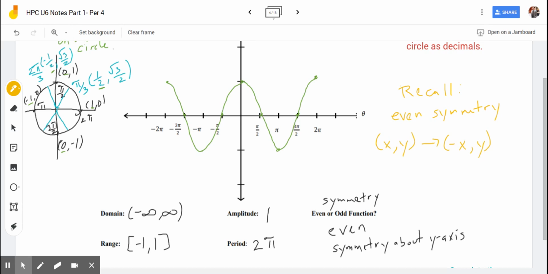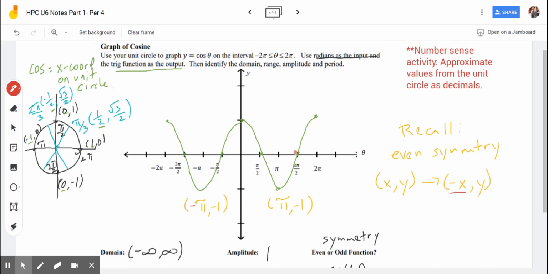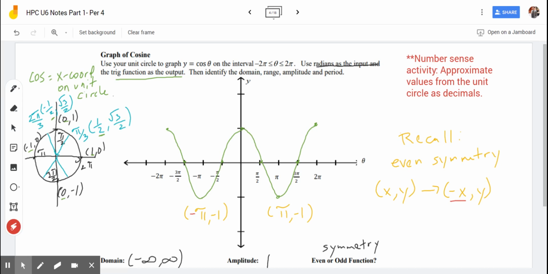Let's do pi, -1. This is a good example. If we were to switch the sign of the input to -pi, the output stays the same, right? It's only the sign of the input that changes, but the output will still stay the same if a function has even symmetry. All right, so these are all the key points for the parent function of cosine.